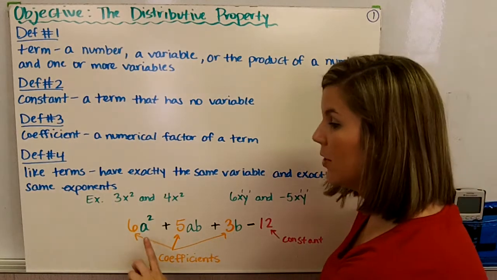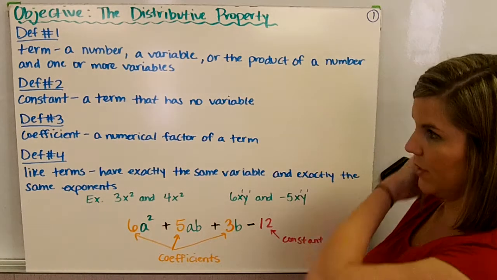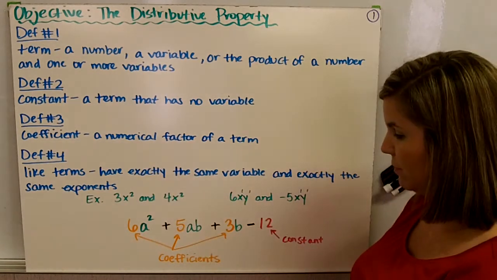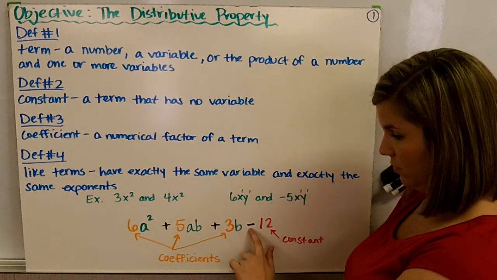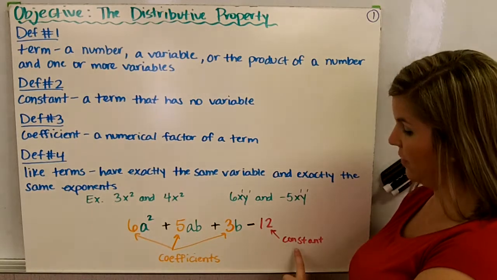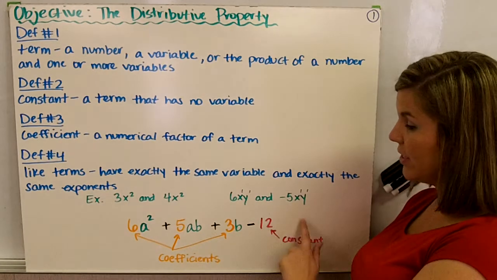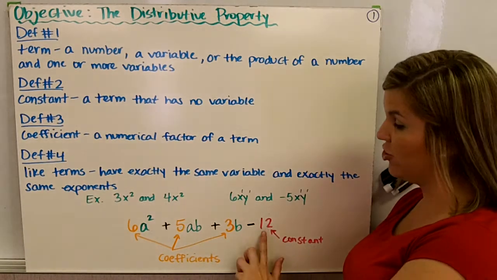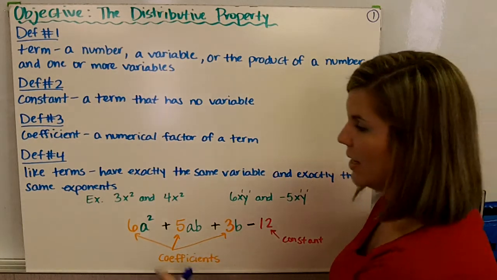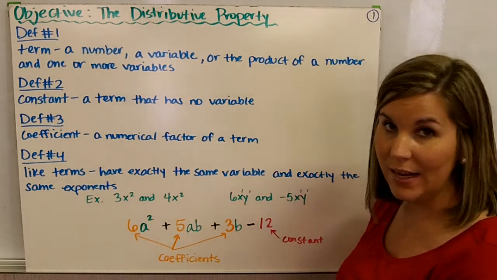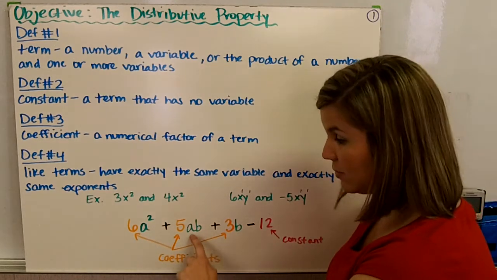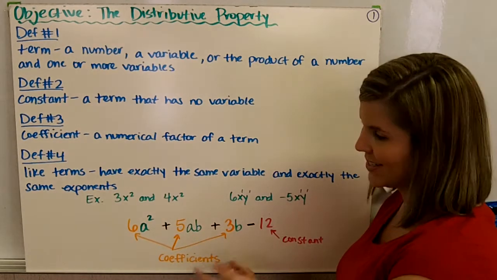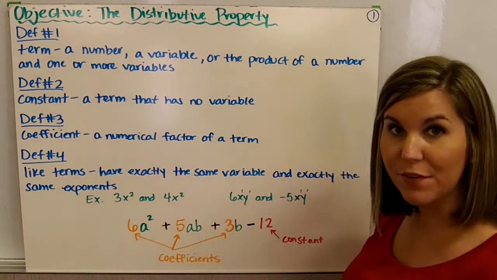They are the number in front of the variable. Okay, it's a numerical factor of the term. And 12, or you could call this negative 12, is a constant. There is no variable here. It's just the number. These 3 are not like terms because this one doesn't have a b. This one doesn't have a squared. This one doesn't have a. So these all 3 have different variables.